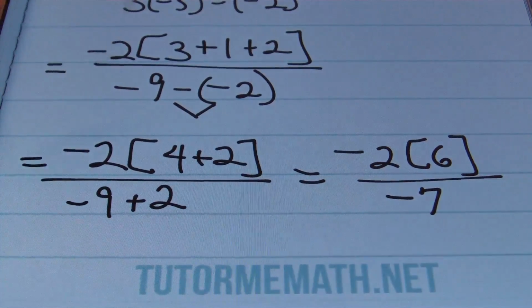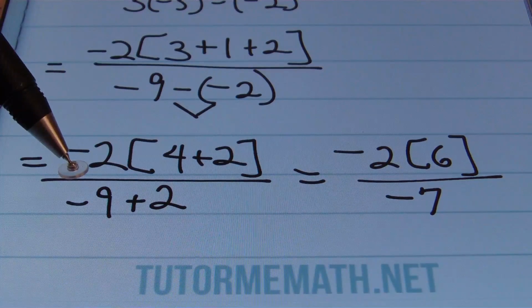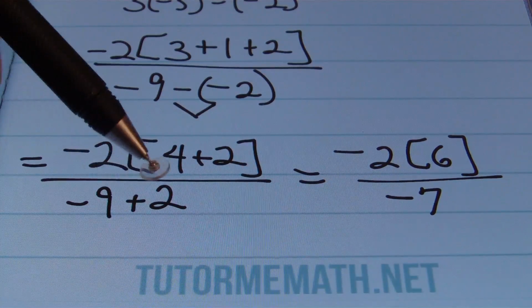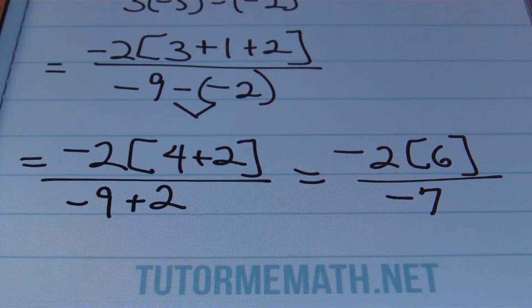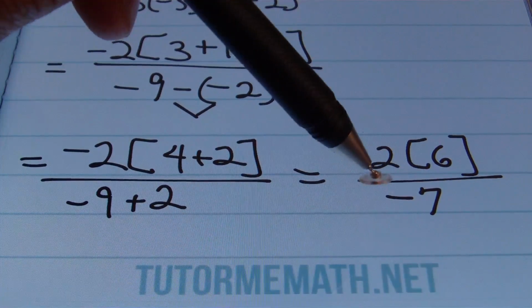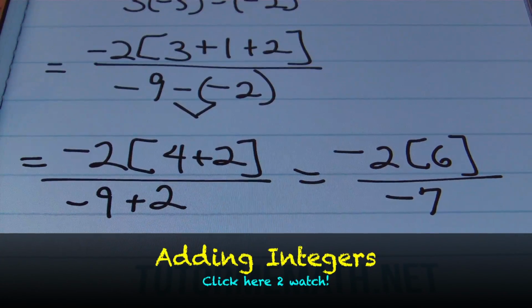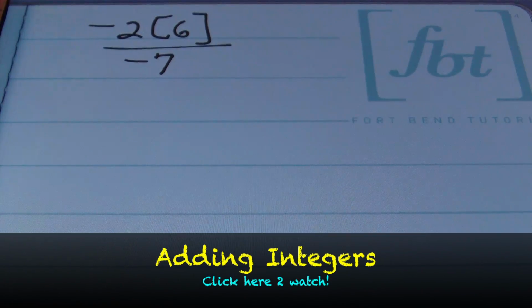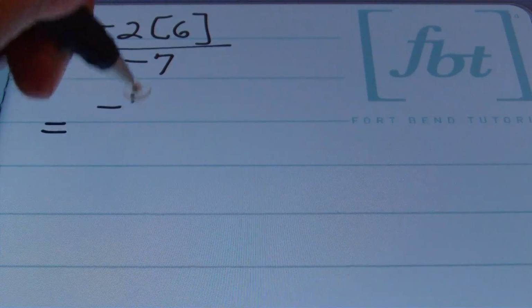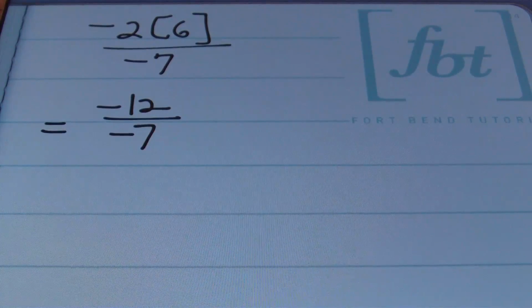We got that because our largest value in the denominator is negative, and anytime you have unlike signs, you subtract. Because the 9 is the biggest digit and it's negative, our result will be negative, and we subtract the numbers because we have opposite signs. So we end up with negative 7 as a result. Continuing on, we have negative 2 times 6 in the numerator, which gives us negative 12 divided by negative 7.